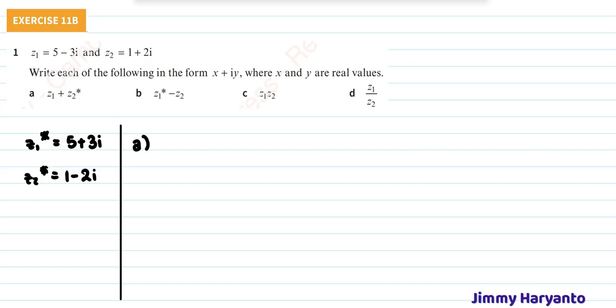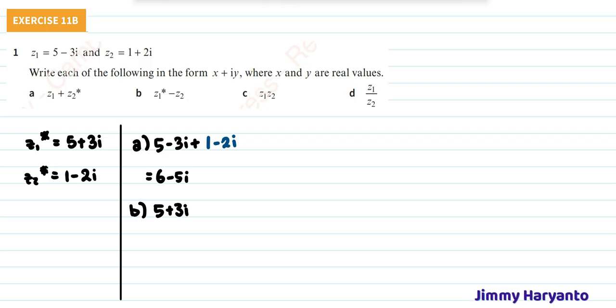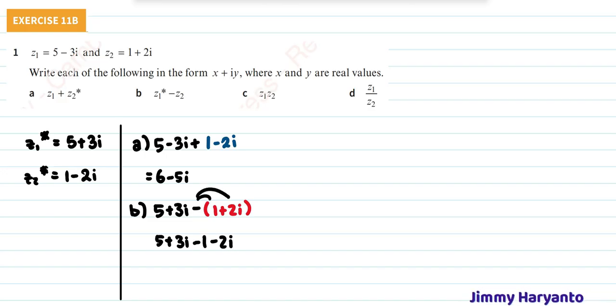So question A wants you to calculate z1. z1 is 5 minus 3i plus z2 prime. z2 prime is 1 minus 2i. Just add them, like 5 plus 1 equals 6, and then negative 3 minus 2 is negative 5, negative 5i. And then for the B, we have z1 prime, z1 star minus z2. The z2 is 1 plus 2i, and for this one we have to multiply the negative first, so you'll have negative 1 and minus 2i, and then the final result is 4 plus i.